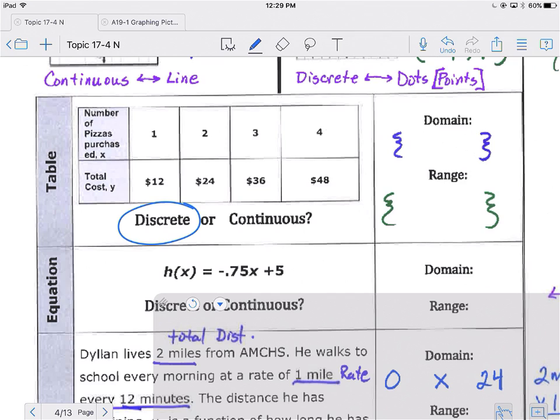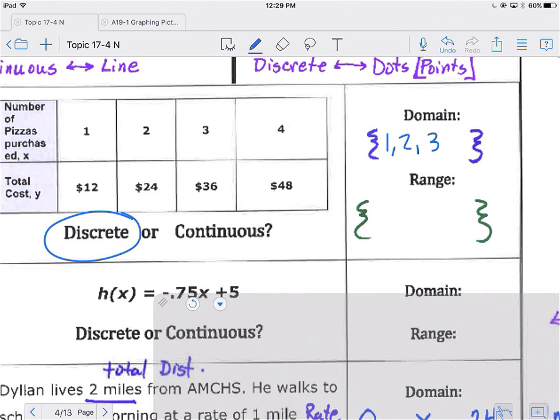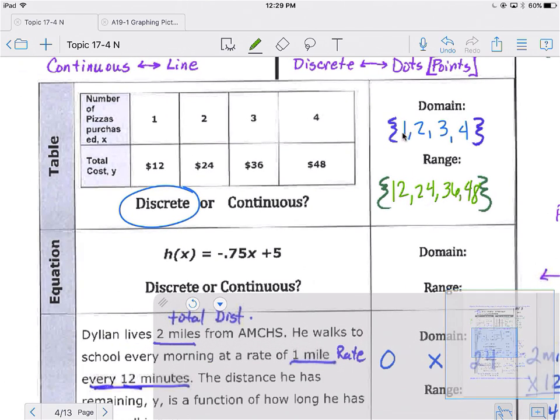So remember, discrete is distinct separate dots or points. You can get 1 pizza or 2 pizzas or 3 pizzas or 4 pizzas. They're all separate. Continuous is when you can go in between. So my domain is just all of my x values listed, and my range is just my y values listed. All of these are separate, distinct points. So we write them out, and remember we put the little squigglies around it, so that could have been a clue to you as to what type of function it is.